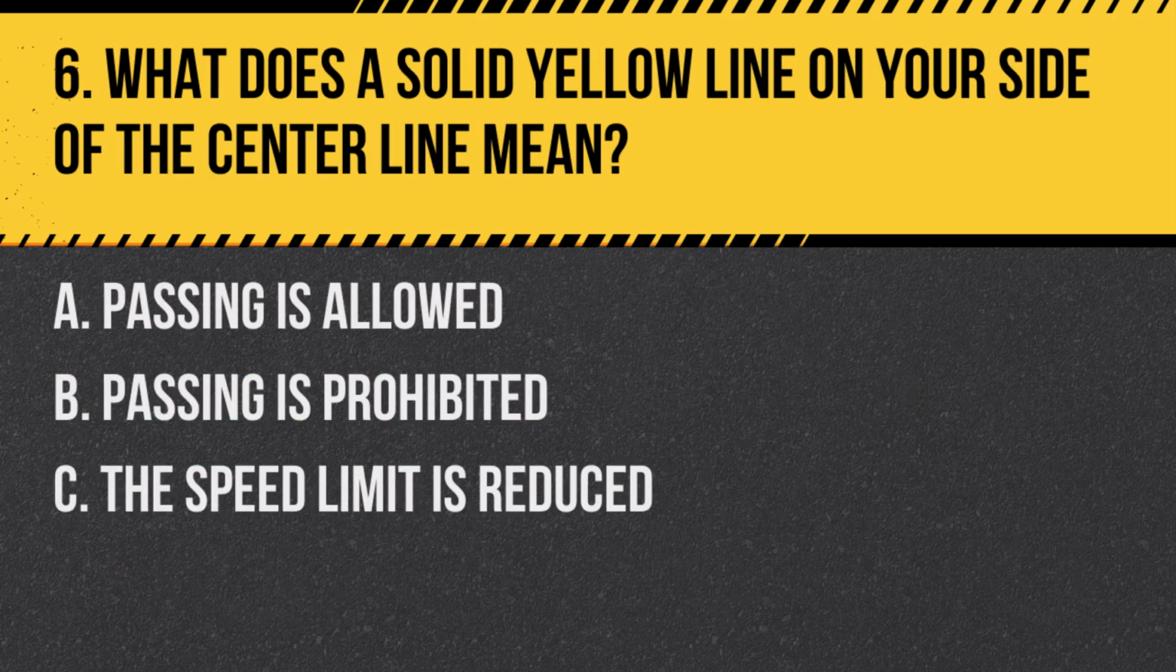Question 6. What does a solid yellow line on your side of the center line mean? A. Passing is allowed. B. Passing is prohibited. C. The speed limit is reduced. Answer: B. Passing is prohibited. A solid yellow line on your side of the center line means that passing is prohibited in that area.